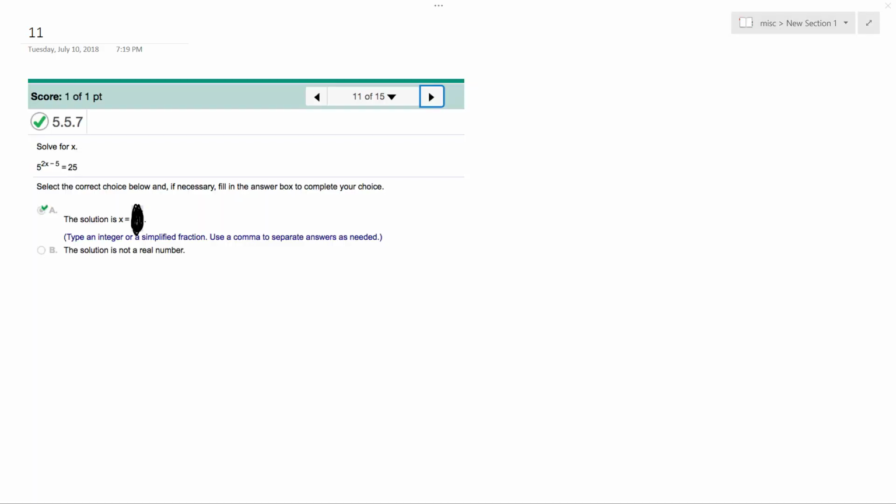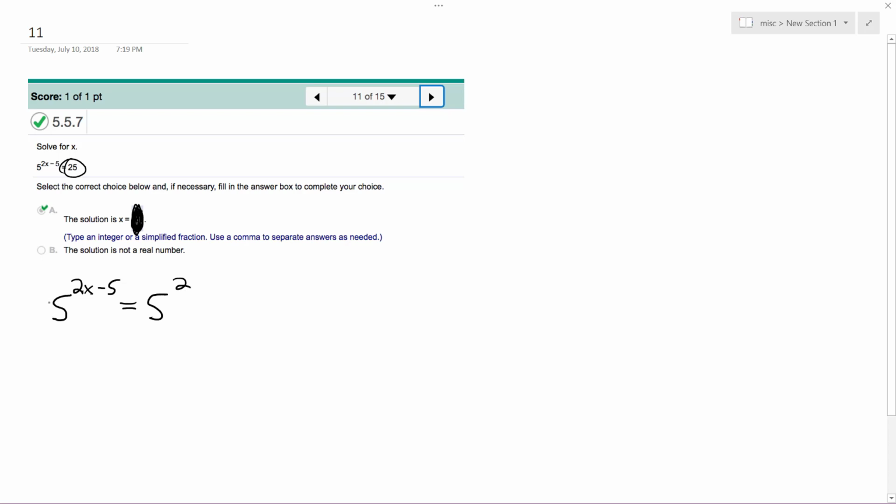All right, so what I have here is an equation, 5 raised to the 2x minus 5 is equal to 25. So I want to figure out what x needs to be so this works out. So the trick we're going to use here is we have 5 raised to the 2x minus 5. And then we can convert 25 into 5 squared because that's the same thing, 5 times 5 equals 25.